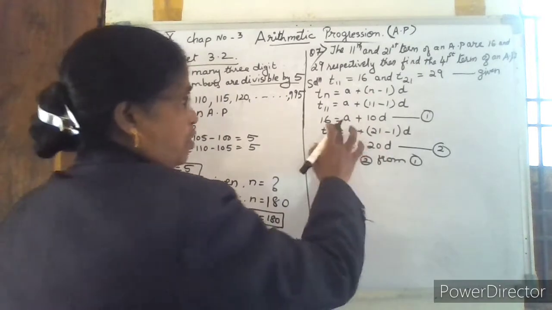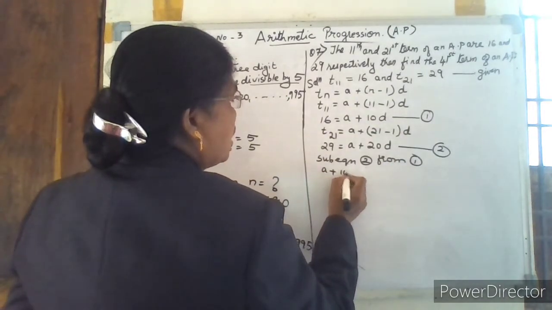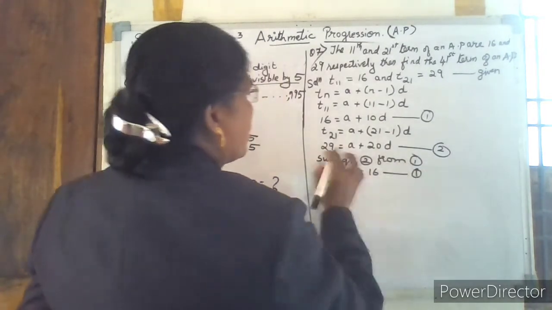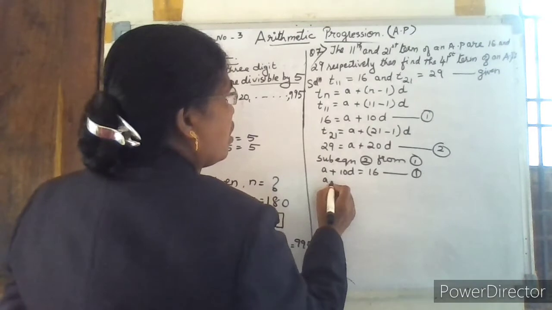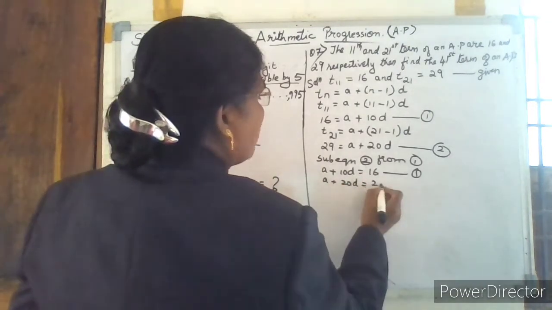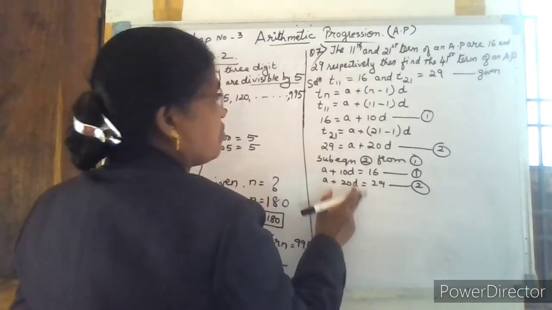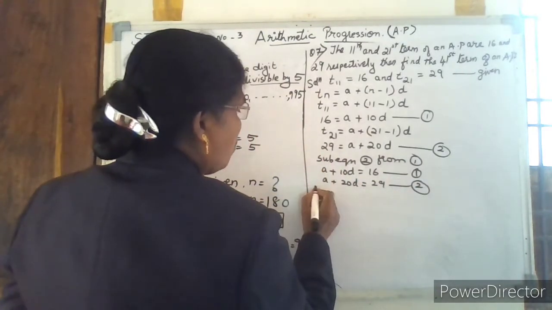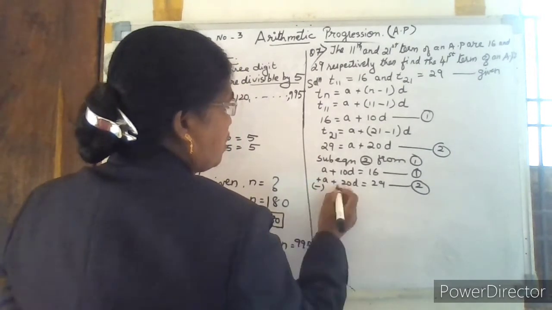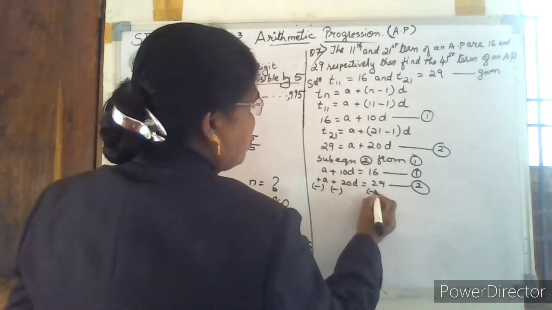Equation 1: A plus 10D is equal to 16. Equation 2: A plus 20D is equal to 29. We are subtracting equation 2 from equation 1, so we have to change the signs. This is plus before, so it becomes minus. This is plus, so it is minus. This is also plus, so it is changed to minus.